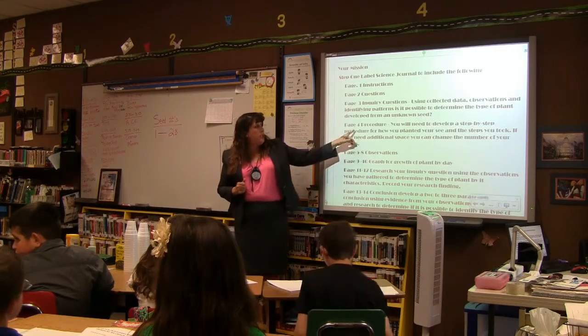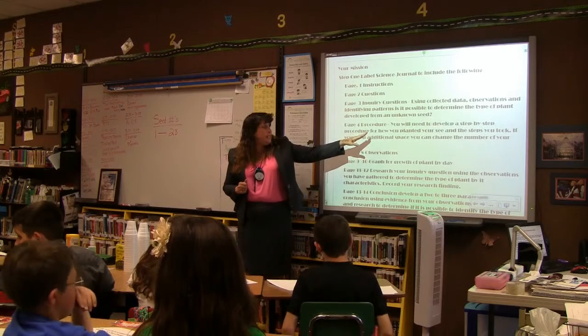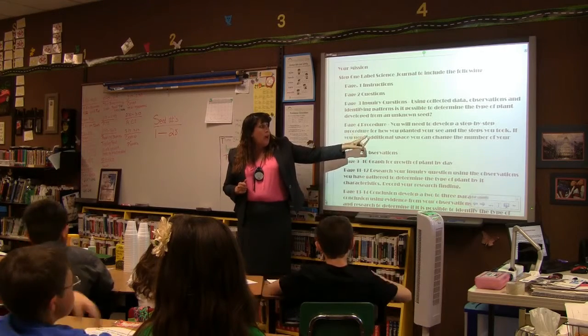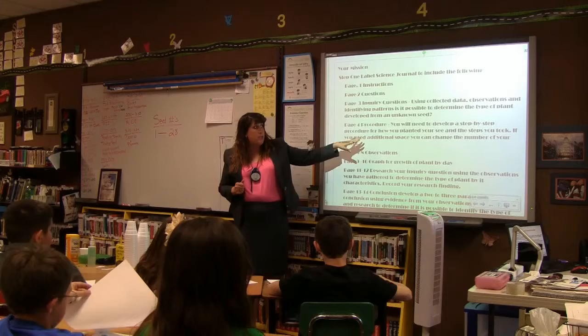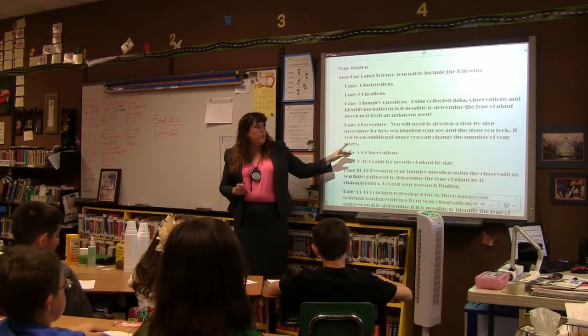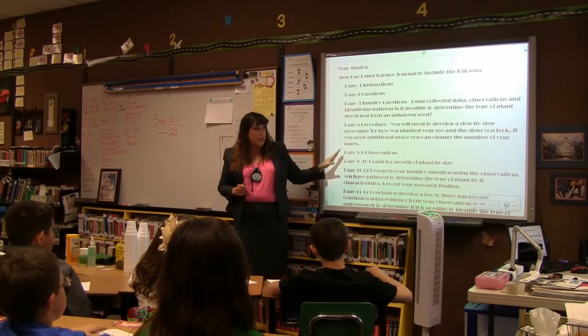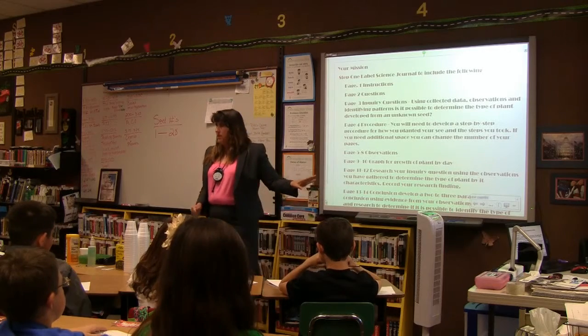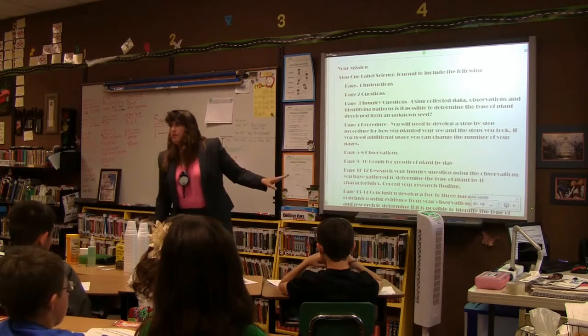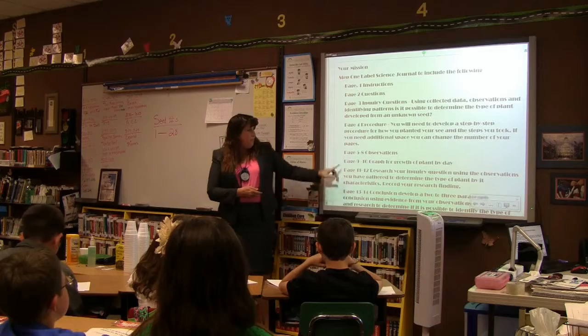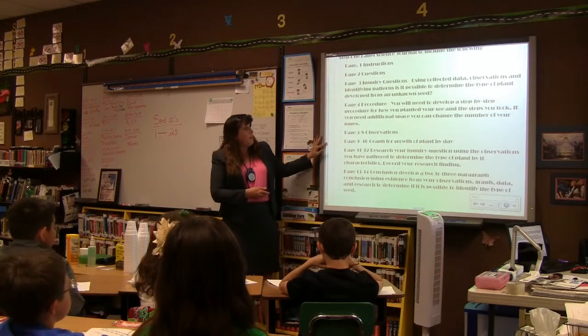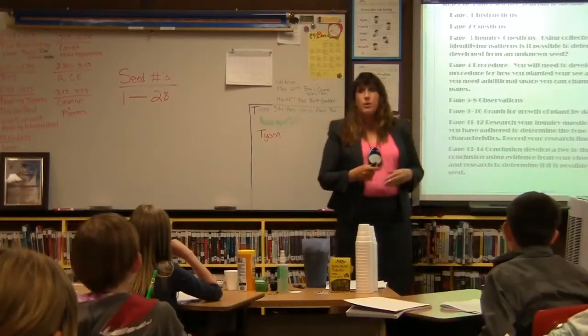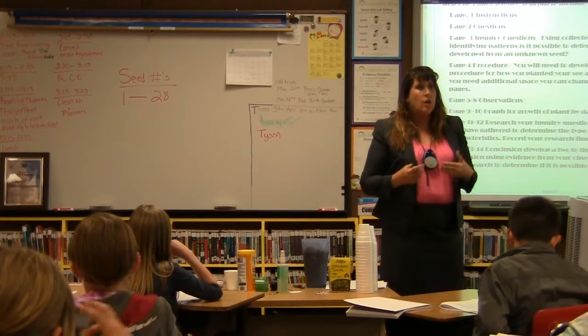Procedure. You will need to develop a step-by-step procedure for how you planted your seed and the steps you took. If you need additional space, you can change the number of your pages as needed. You don't need to follow this; your page numbers just need to be consecutive. Then pages 5 through 8 are where you're going to record all your observations of your seeds, all of your growth.